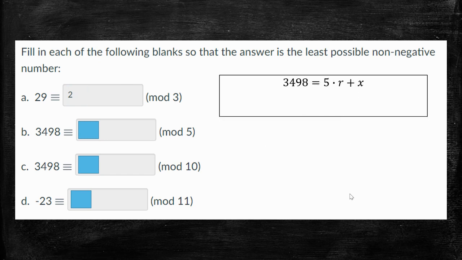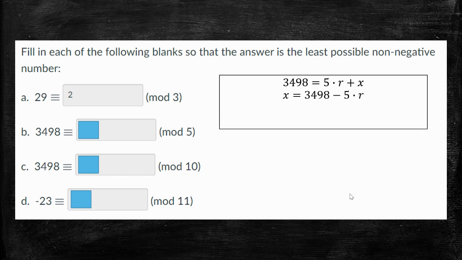Let's try the next example. So we have 3,498 is equivalent to some number mod 5. So in other words, when 3,498 is divided by 5, we want a remainder, the least possible non-negative number. So one way to write that is 3,498 is equal to 5 times r plus x. We can rearrange that and say that x is 3,498 minus 5 times r.